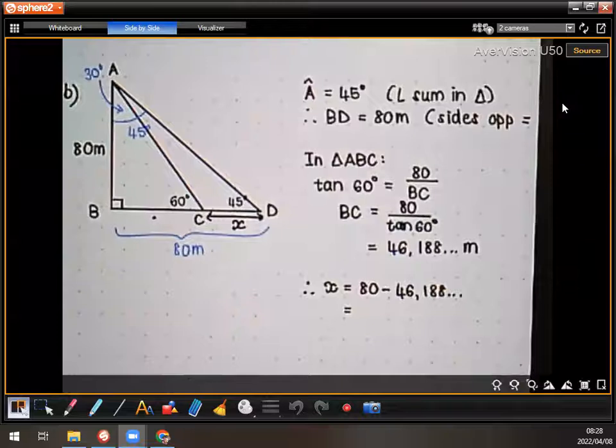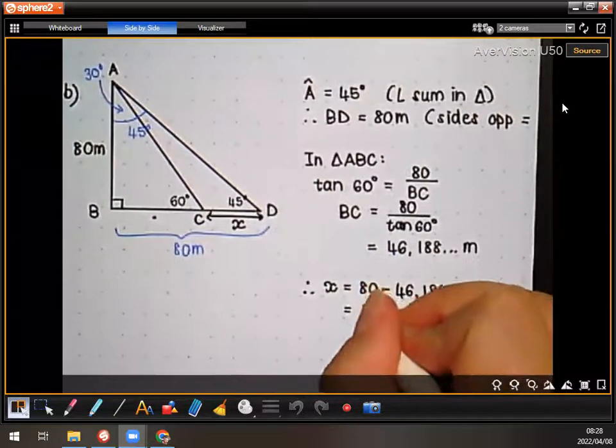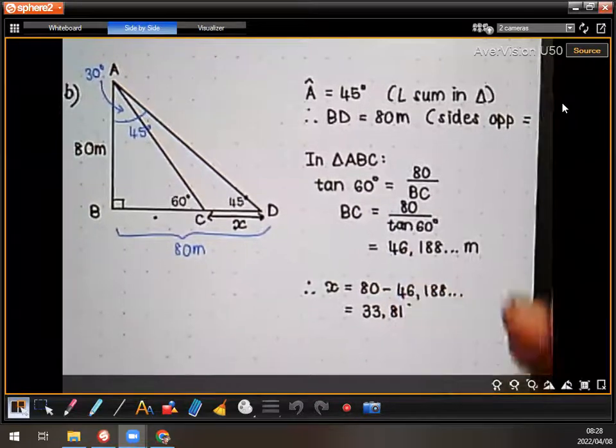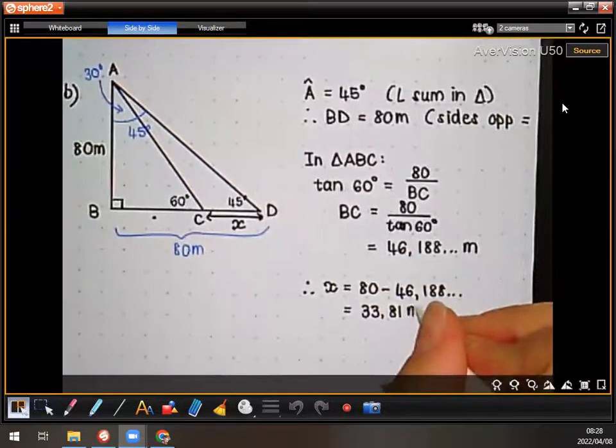And you don't need a reason for that, right? That's just, I suppose, common sense. 33.81. Oh, not degrees. Okay. There we go.